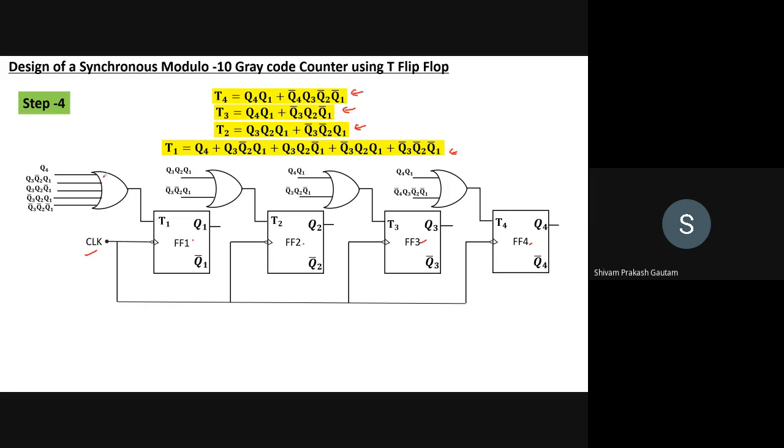So what they have done, you have taken an OR gate, and in T1 you can see what is flowing: Q4. So this is Q4 plus, that is an OR gate, Q3, Q2 bar Q1. So Q3, Q2 bar Q1, Q3, Q2, Q1 bar, Q3 bar Q2, Q1, Q3 bar Q2 bar Q1. So this is flowing to T1. For T2, Q3, Q2, Q1, Q3, Q2, Q1, Q3 bar Q2 bar Q1. So that's the same for all the cases.